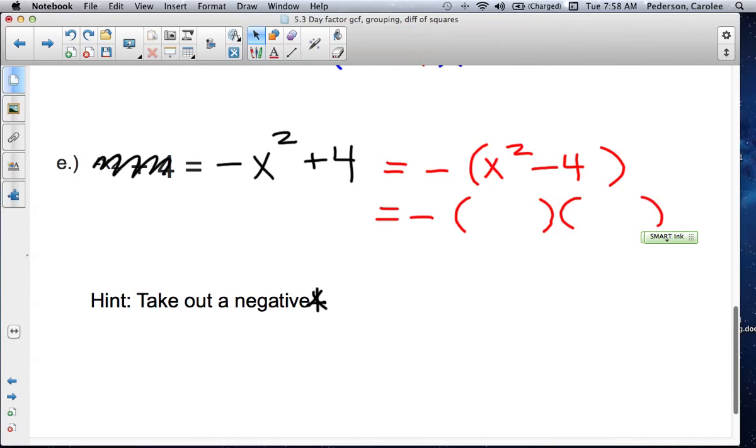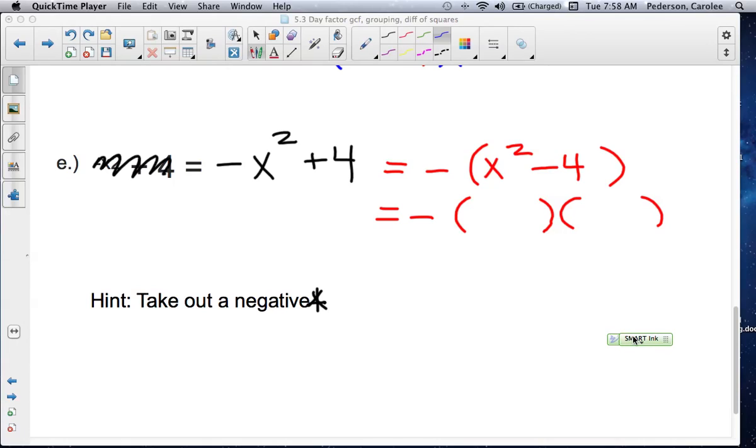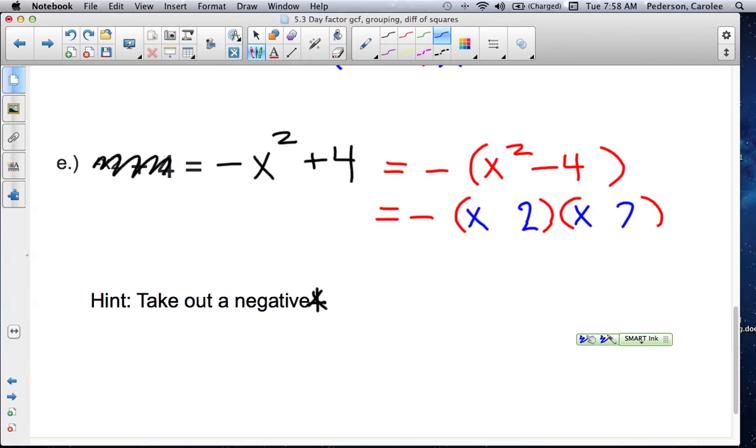So you try to figure out what's going to go in that parentheses. All right, what is the perfect square of x squared? That's x and x. What is the perfect square of 4? 2 and 2. And then what goes in the middle again is your opposite signs, minus and plus.